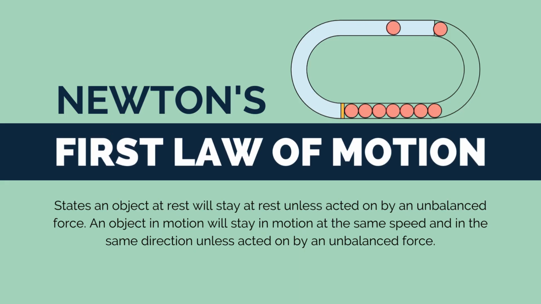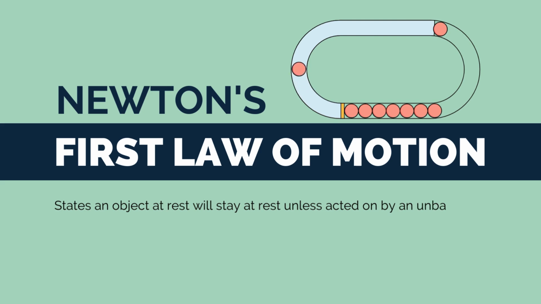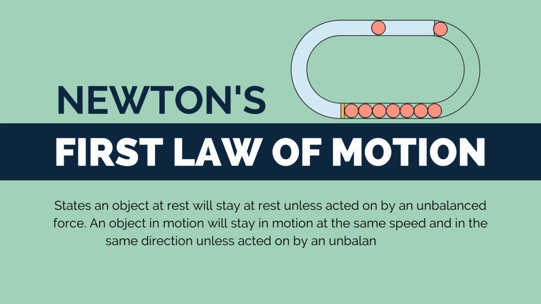Newton's first law of motion states an object at rest will stay at rest unless acted on by an unbalanced force. An object in motion will stay in motion at the same speed and in the same direction unless acted on by an unbalanced force.